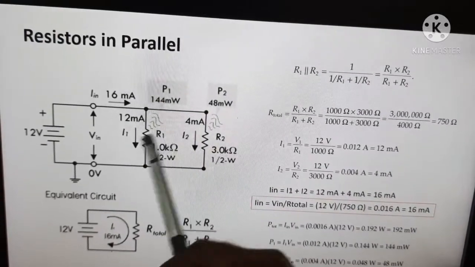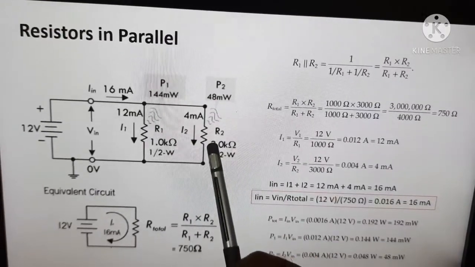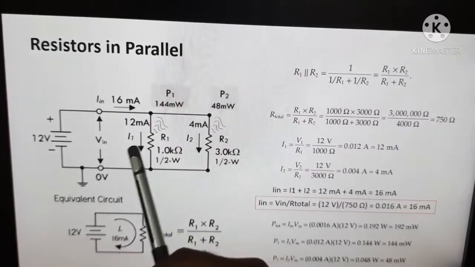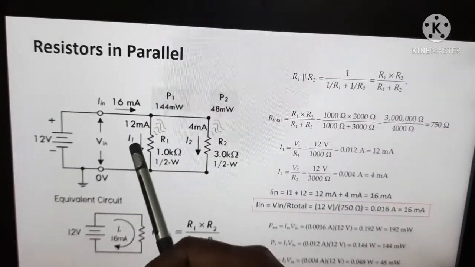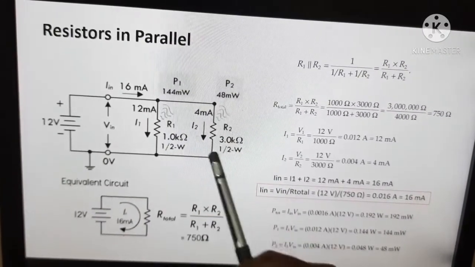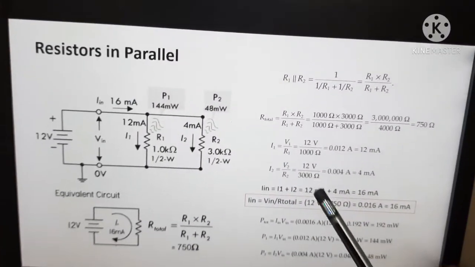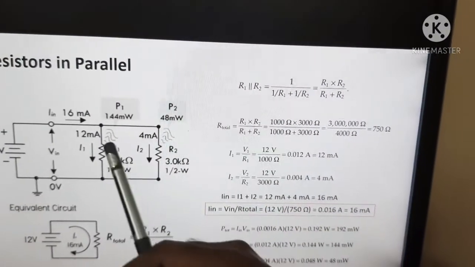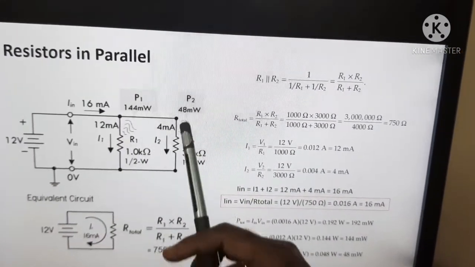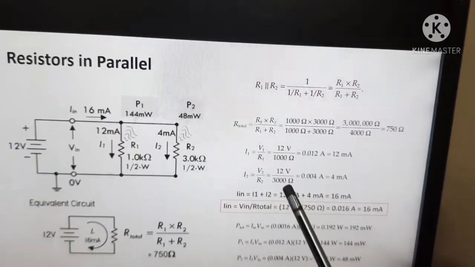So again, as I said for series resistance, the power dissipation across R2 is because of the I2 current, and the power dissipation through R1 is because of the I1 current. Again we can use the same formula, I square R, to calculate the power dissipation across each. To know the I1 and I2 currents, we have the formulas here. I1 equals 12 volts divided by this resistance, and again I2 equals 12 volts divided by this resistance.